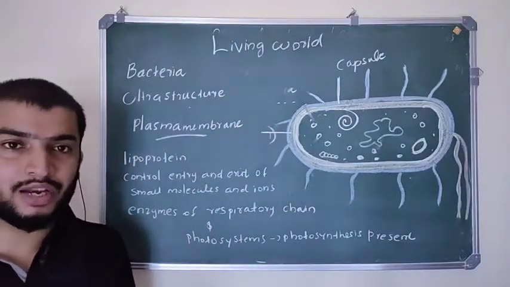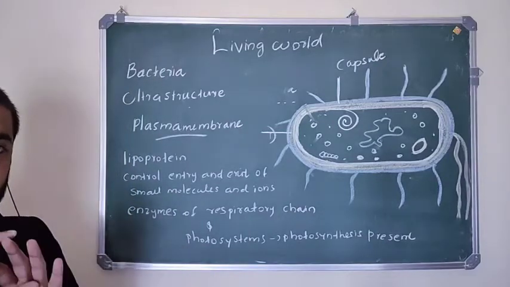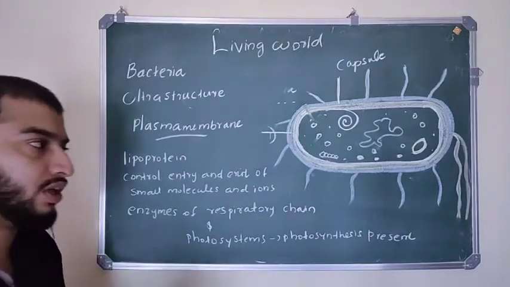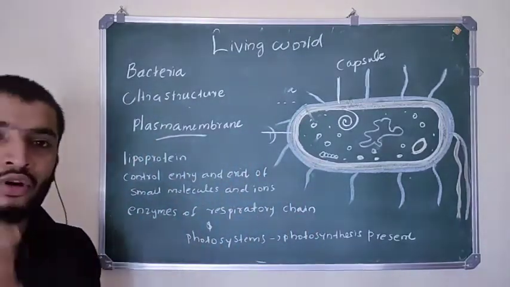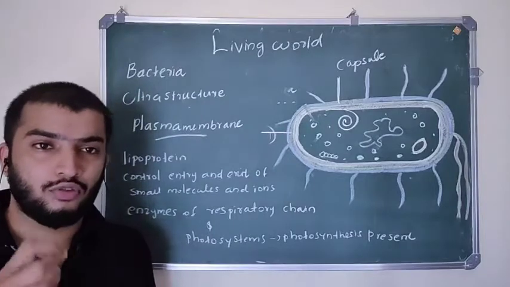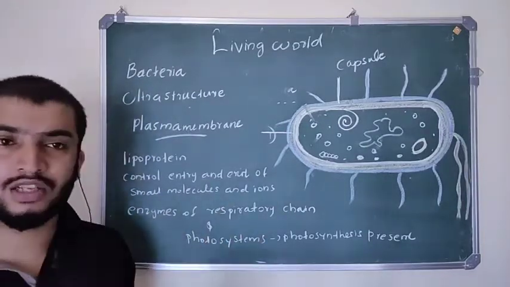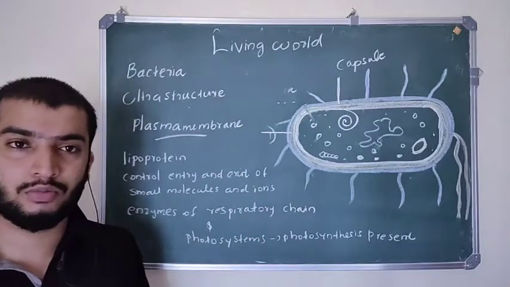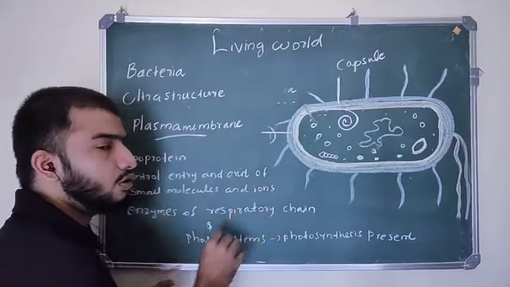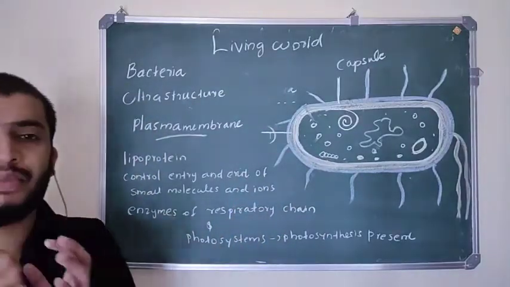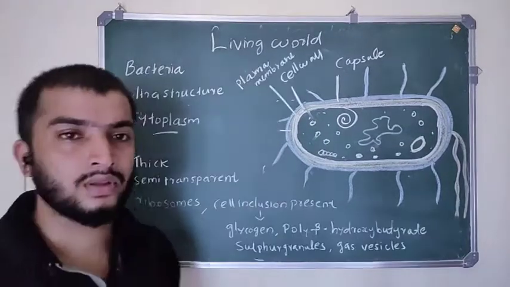Actually, in our cells, animal cells and plant cells, this is done with the help of mitochondria. But bacteria do not have mitochondria, so all these enzymes are present on the plasma membrane. Same with the photosystems of photosynthesis: they are also present on the plasma membrane, because bacteria do not have chloroplasts. So these are the main points about the plasma membrane.